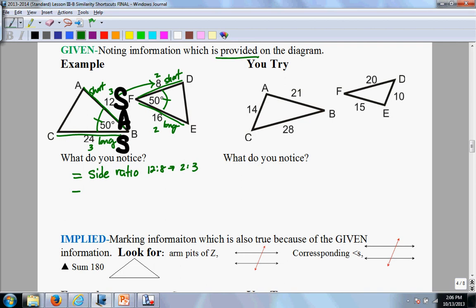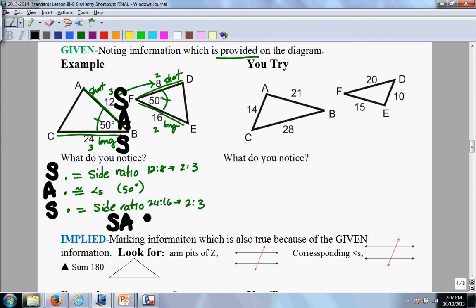And then I had a pair of congruent angles, the 50s, 50 degrees for both. Then I had another pair of equal side ratios, which was 24 to 16, which became 2 to 3. And on the side, a pair of equal side ratios, a pair of angles, equal side ratios. We know these triangles are similar by side, angle, side similarity. That's how you note given information.